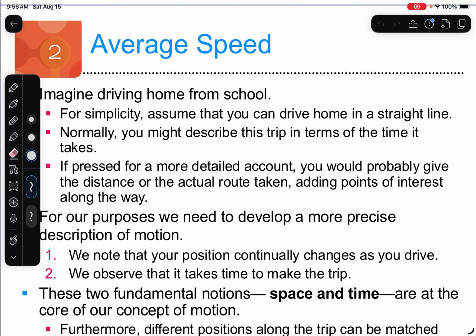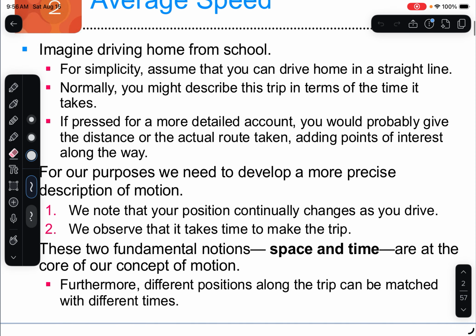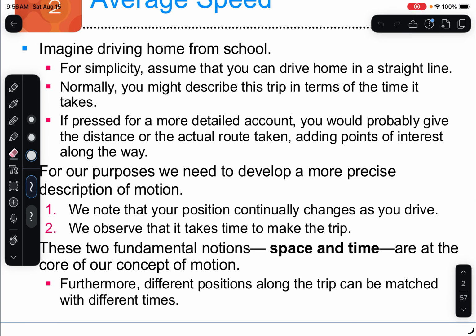But in physics, we need a more precise description of our motion. We do realize that your position continually changes as you drive, and we know that it takes time for you to make the trip. So these two fundamental notions, space and time, are basically at the core of our concept of motion. Furthermore, different positions along the trip can be matched with different times.